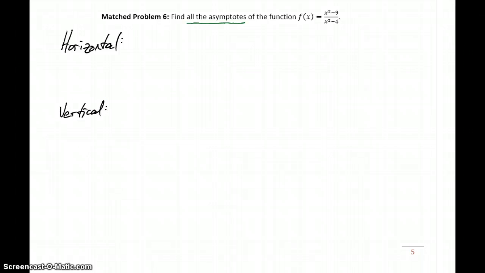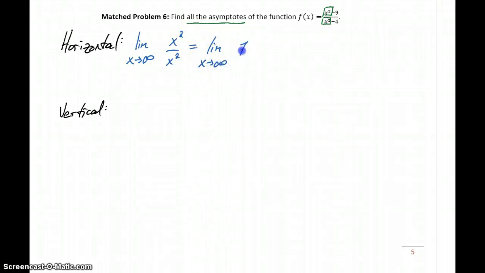I typically start off with horizontal asymptotes just because those problems are generally a little bit easier to solve. So to find any horizontal asymptotes, we'll look at the end behavior of this function. So we'll take the limit as x goes to infinity, and in this case we again only need to consider the leading term, so x squared over x squared, which is just the limit as x goes to infinity of 1. The limit of any constant is 1.